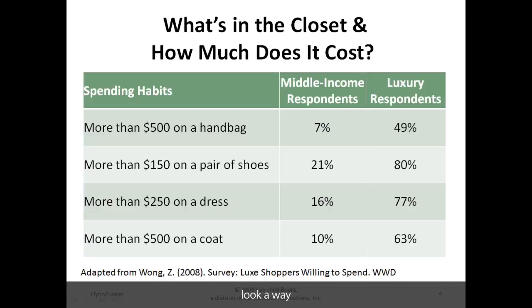So this is an example of how you can display your data in visual form. This is on page 227 of your book, and you can see a table and figure for a study that was done by Women's World Daily. It looks at the spending habits of middle income respondents and luxury respondents, and shows percentages: only 7% of middle income respondents would spend $500 or more on a handbag, while 49% of luxury respondents would.